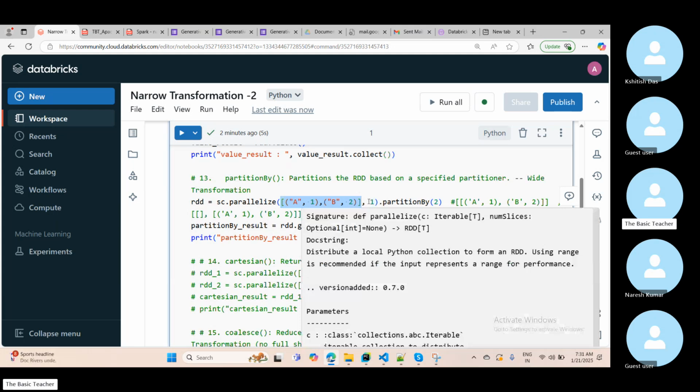So here we assume that okay, this data is coming with one partition only, and then you are doing partitionBy. PartitionBy means you are now creating partitions, any number. Here we have provided two, that means two partitions. Okay.